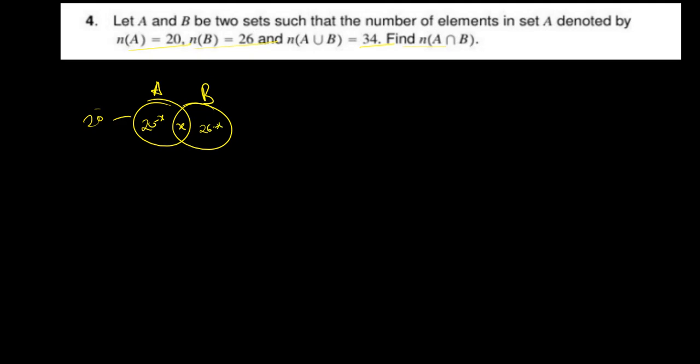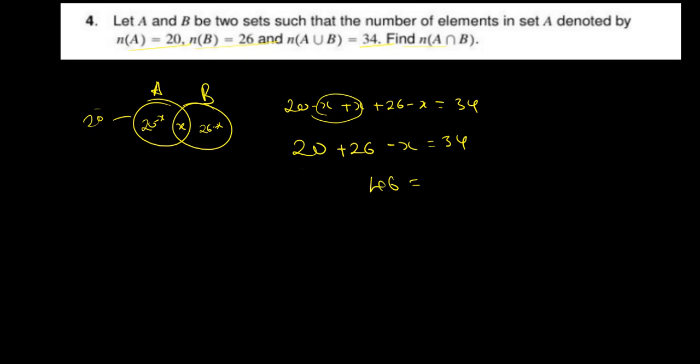All right, so everything they are saying is 34, so I'll say 20 minus x, plus x, plus 26 minus x, like that should give me 34. So now I'll say 20 plus 26 minus x is equal to 34. So what is this? This is 46, right? 46 minus x is equal to 34. So you say negative x is equal to 34 minus 46.